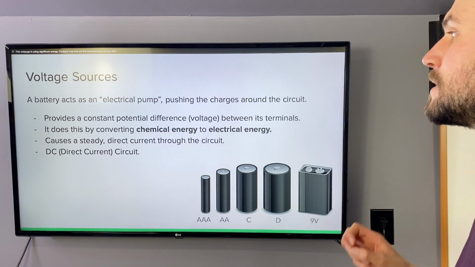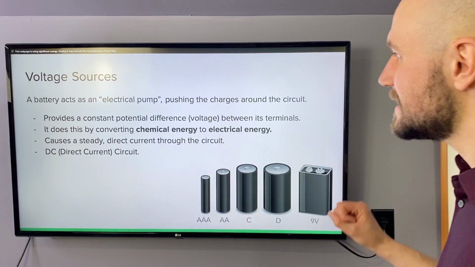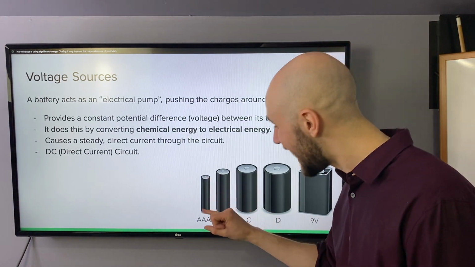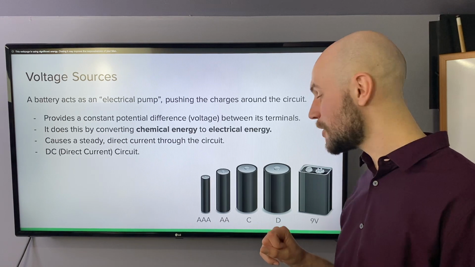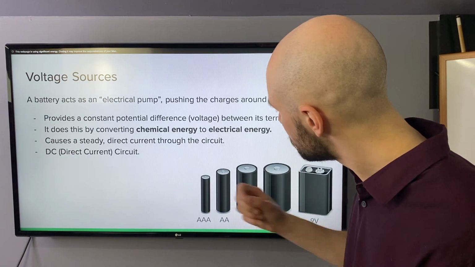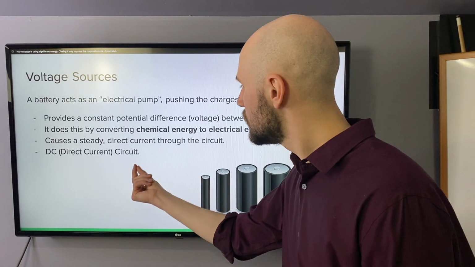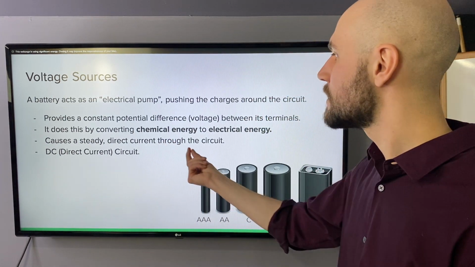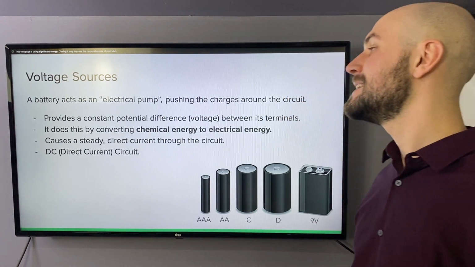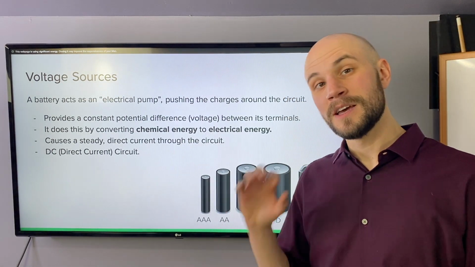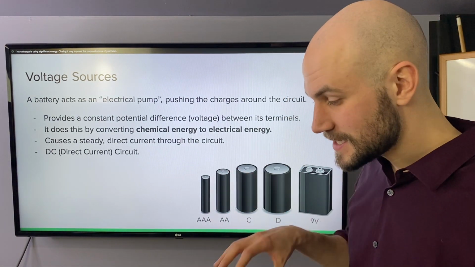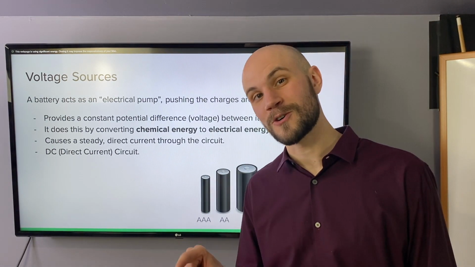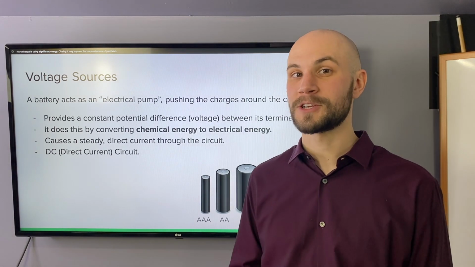All batteries cause a direct steady current throughout the circuit because it's a constant potential difference between the terminals. So those charges will move directly from one place to another, back into the battery, all the way around our circuit. Batteries provide direct current. The type of circuits that we're going to be discussing in this class are DC circuits, direct current circuits. Those charges will be moving around only in one direction.